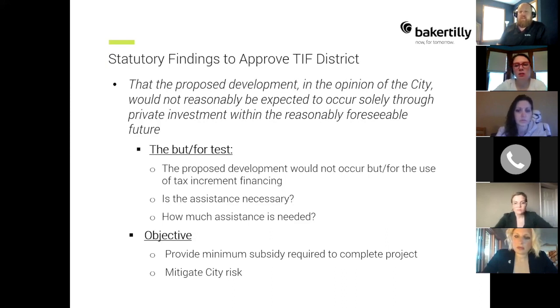So that's another thing that gets evaluated as part of that but-for test, by looking at the rate of return to the developer and using that as an objective measure for how we would make the but-for test. So the idea with the but-for test is to provide the minimum subsidy required to complete the project and to mitigate the city's risk.